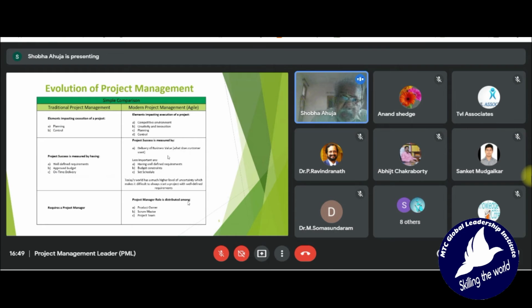Now, the evolution of project management, the traditional and the modern project management, which is currently Agile. A quick look at a couple of them. The elements impacting execution are planning and control. These are the so-called elements impacting any traditional project management, even software in the traditional manner, and of course other ones. What about the modern? If your planning is wrong, it will impact. If you are not controlling, it will impact.